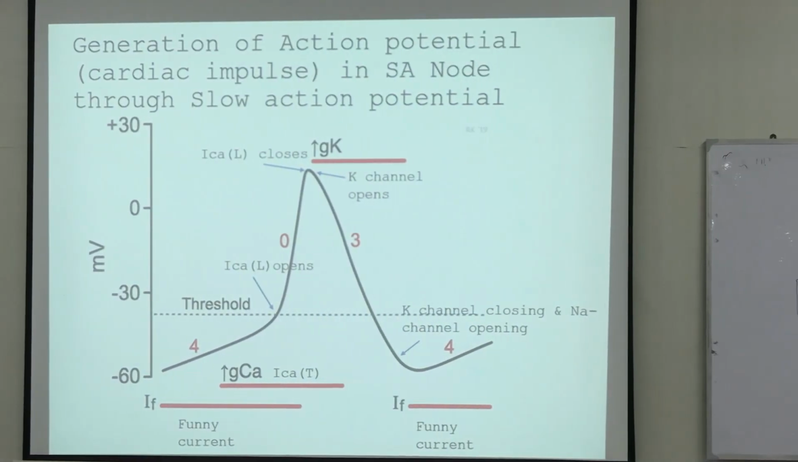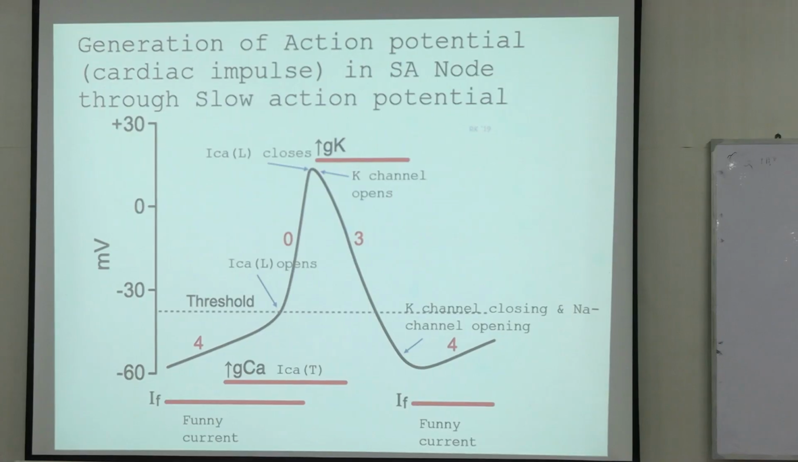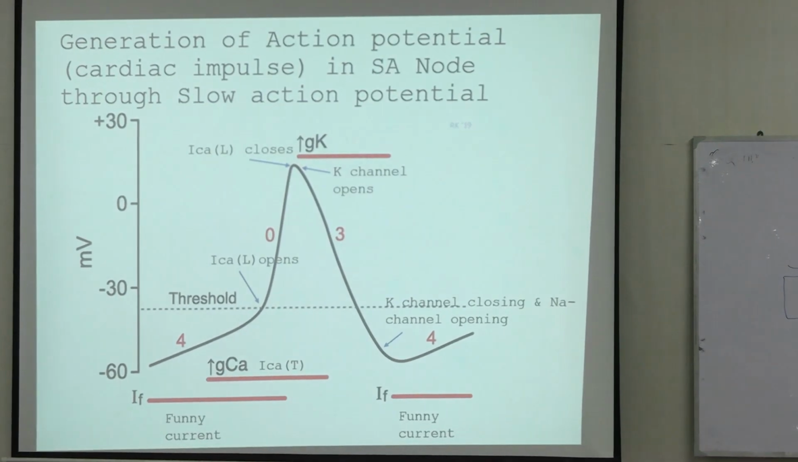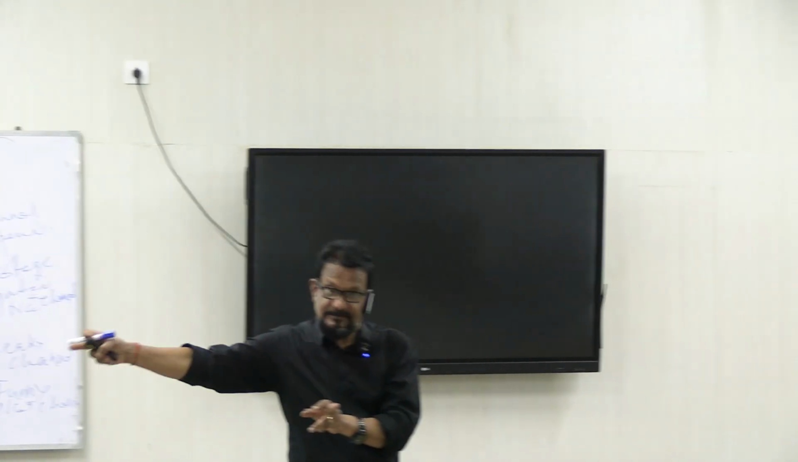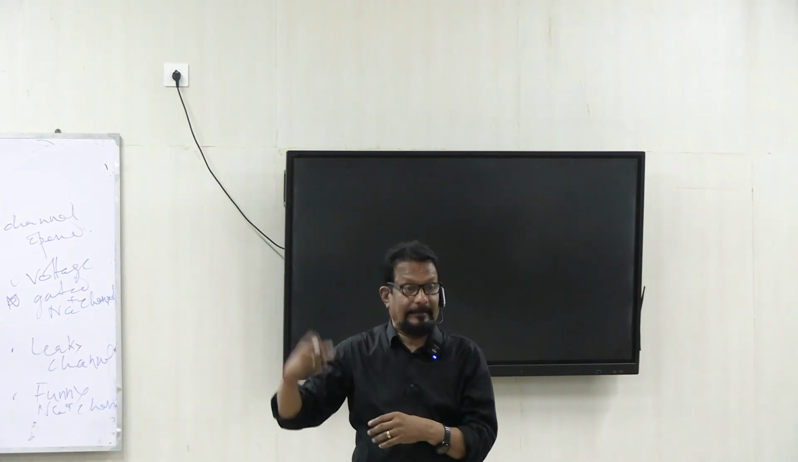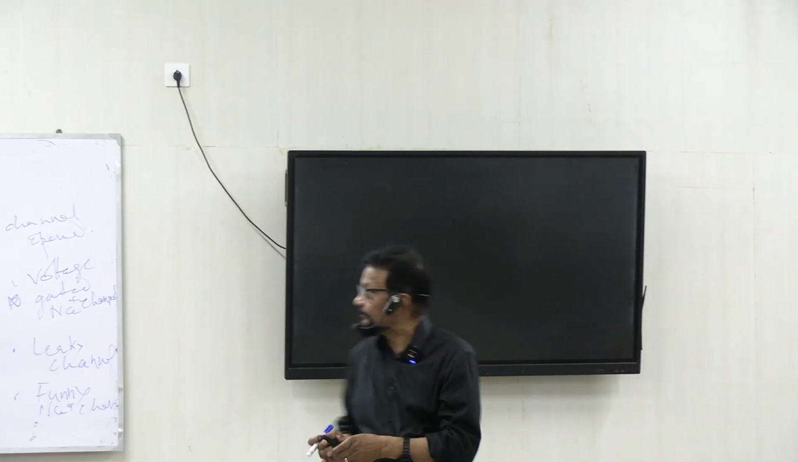Automaticity, automatic production of cardiac impulse, is done by the slow phase, as I already told, and this production is phasic. One production, another production, another. The time between the two productions remains the same in all the beats. That's why it is rhythmic. So that is the cause of rhythmicity.